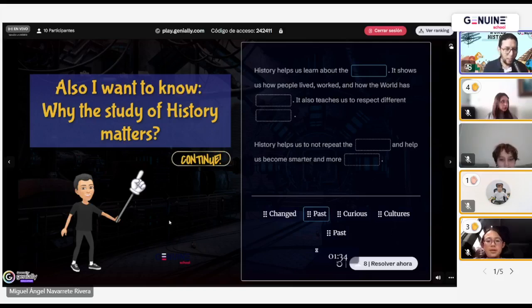Come on, let's do it. One last minute. So it says history helps us learn about the past. It shows us how people live, work, and how the world has changed. It also teaches us to respect differences. History helps us to not repeat the past and helps us to become smarter and more curious. So let's wait. We are in the last minutes and we will finish in 10 seconds.